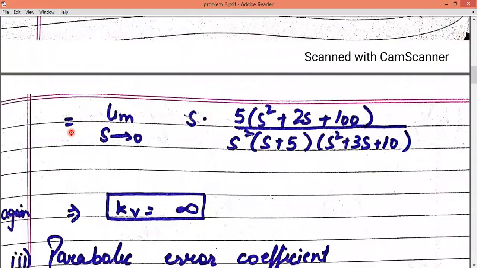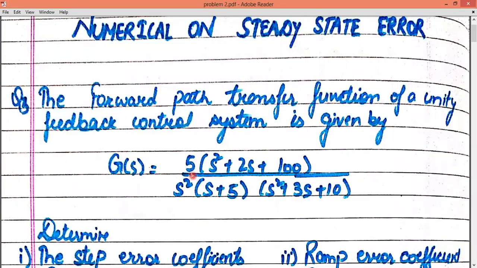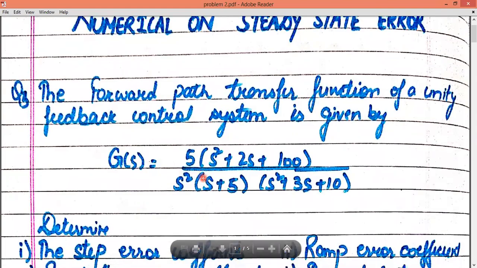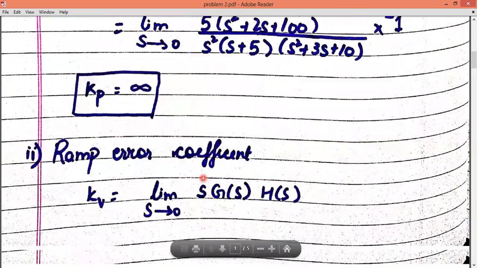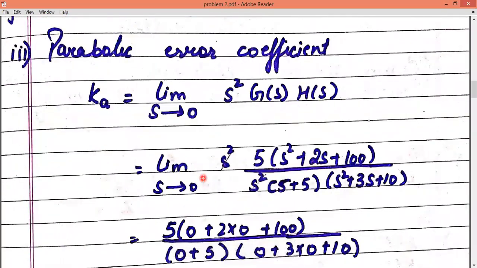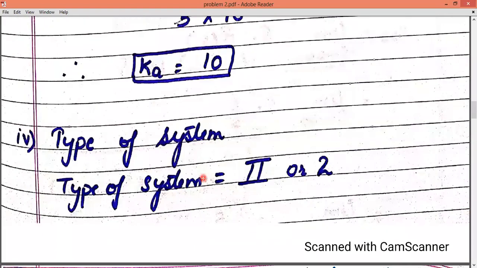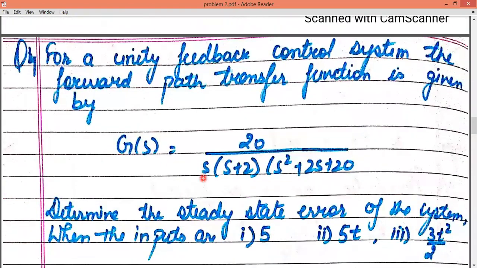And the last one is we need to find the type of the system. See here in the question, the power of s in the pole, which I've told you to consider as j, is 2. Therefore, the type of the system will be 2. Okay, let's do the other question.